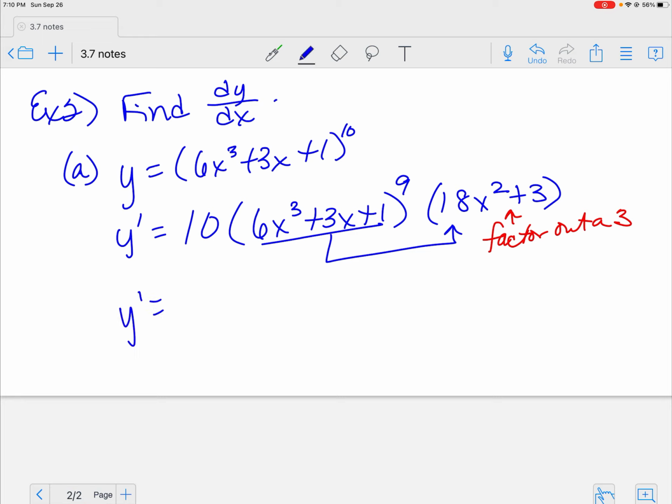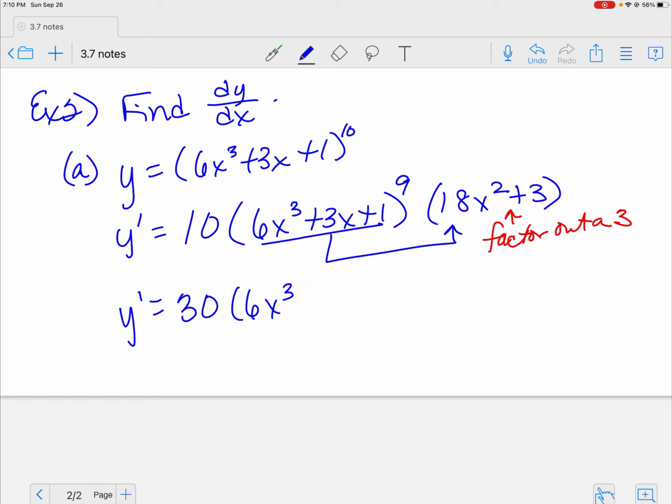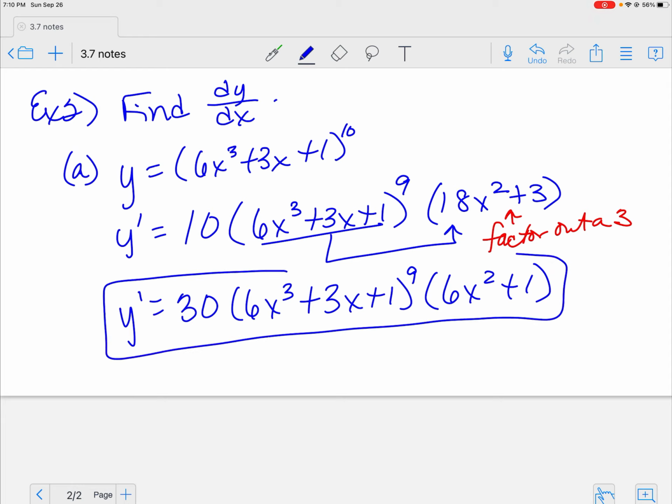So do your thing. Here, if I factor out a 3, I'm going to bring that 3 up front. So y prime is now equal to 30, because I factor out this 3 times what's already multiplied with this 10, (6x cubed plus 3x plus 1) to the 9th, times, when I factor out that 3, I get 6x squared plus 1. Right? You could put that in the back, you could put that up front. It's all multiplied. That's why we could put that 3 and that 10 together, because it's multiplied.